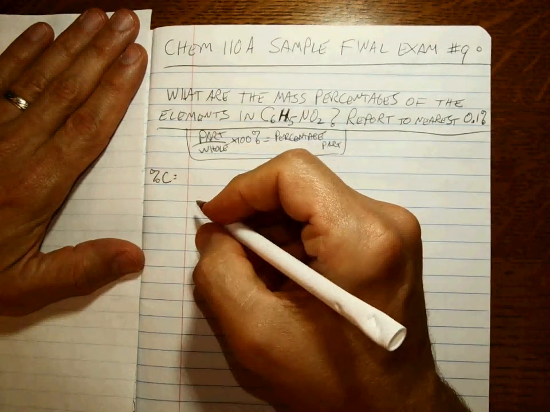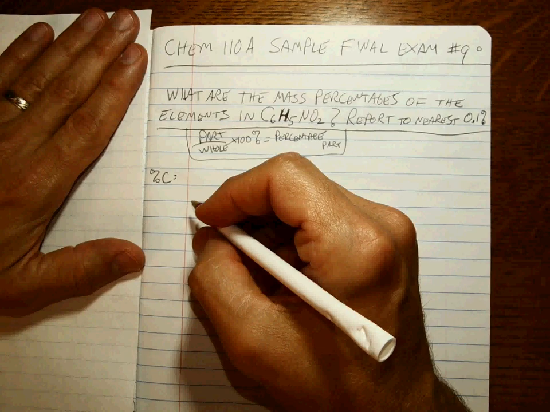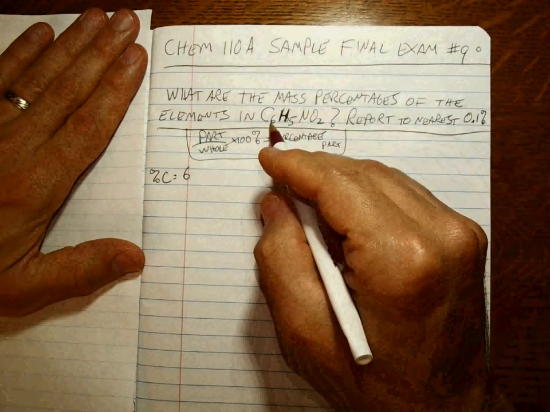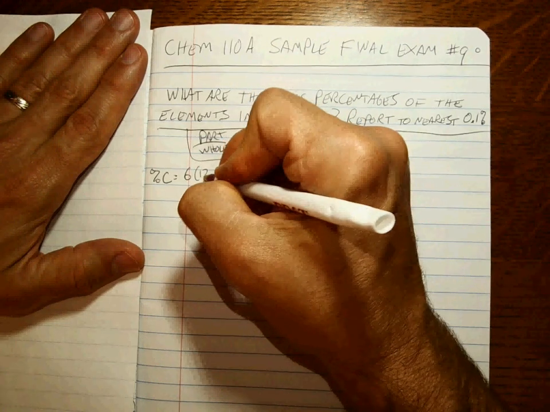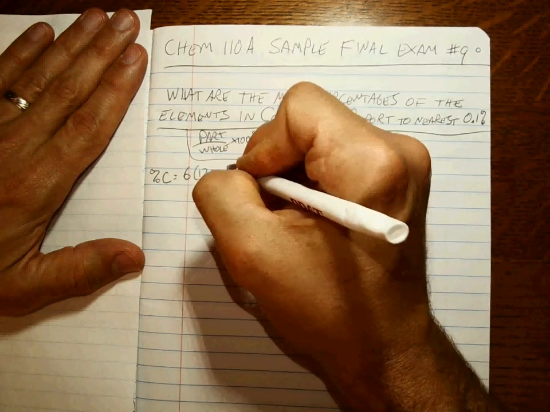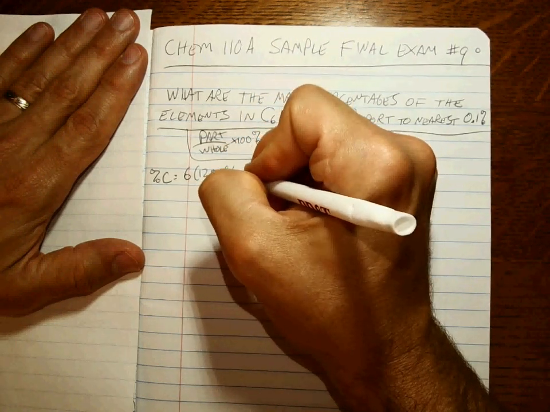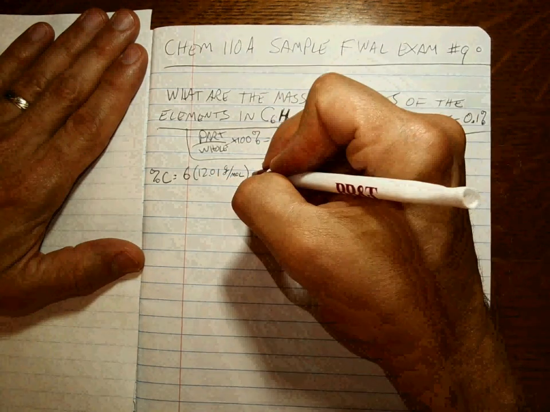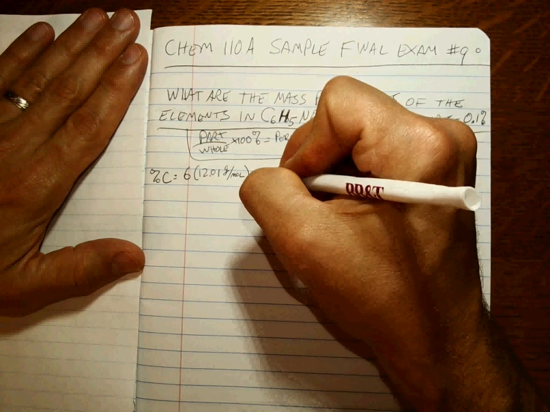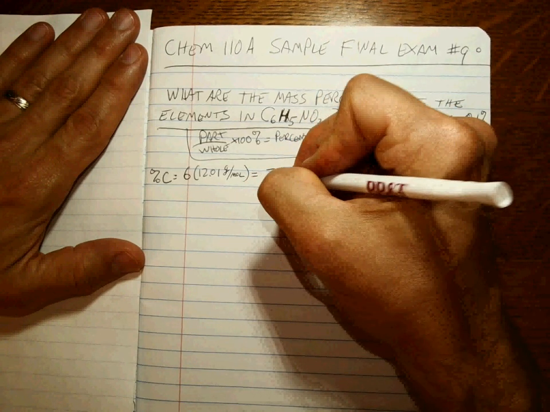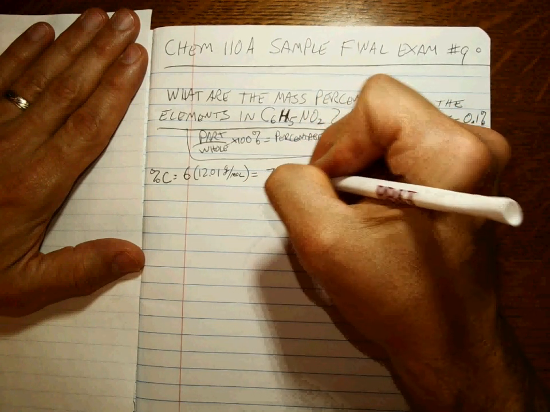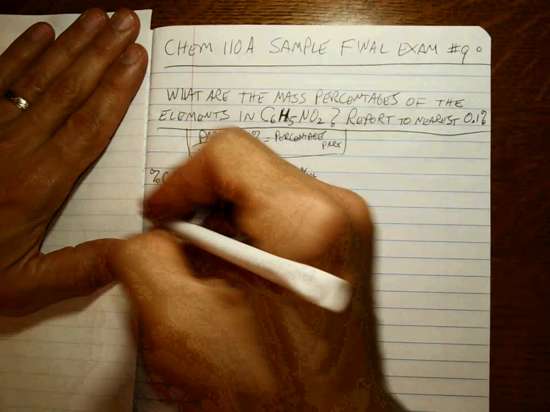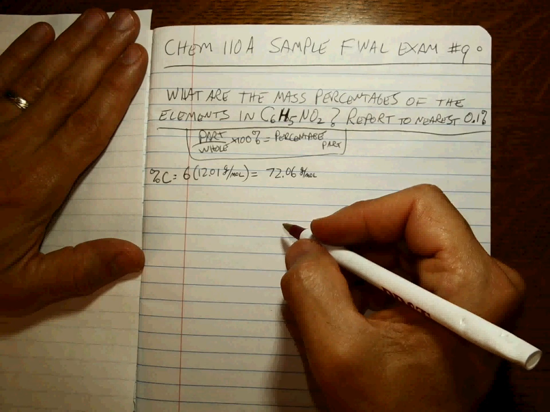Well, what do we have here? For percent carbon, we have 6 carbon atoms. Each of those weighs 12.01 grams per mole, which is the same as 72.06 grams per mole.